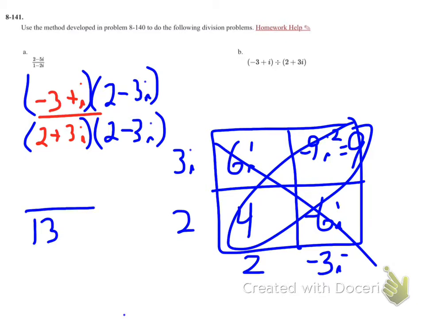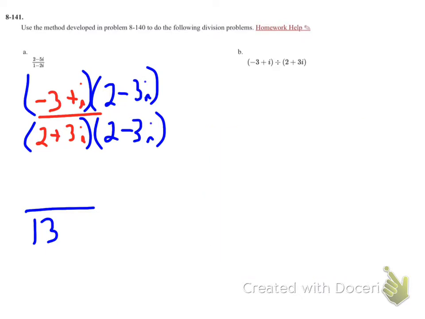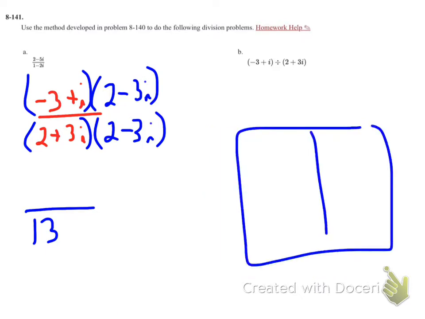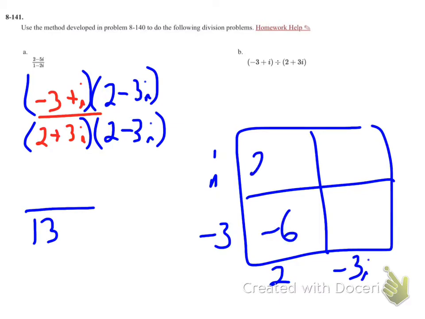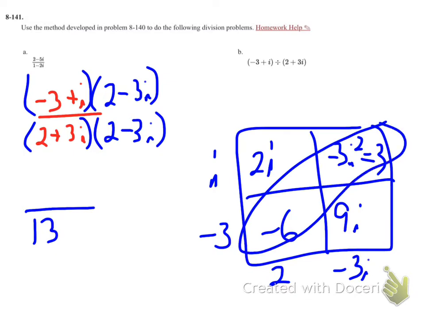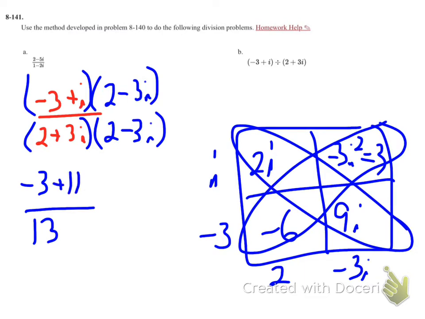My numerator, I'm going to be taking negative 3 plus i and a 2 minus 3i. So negative 6, 2i, positive 9i, and now I have a negative 3i squared, which will be positive 3. Those two make negative 3. These two make 11i. So my numerator is negative 3 plus 11i.